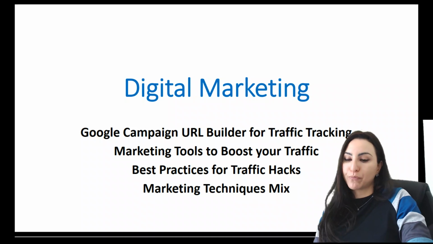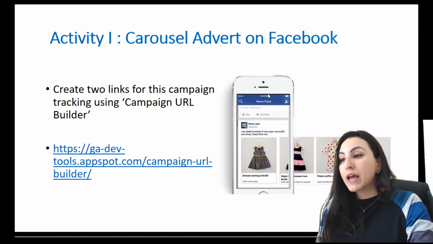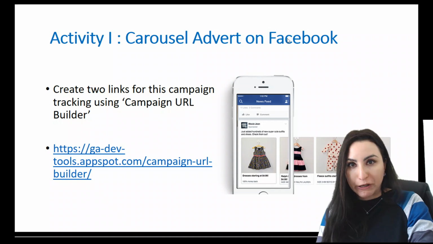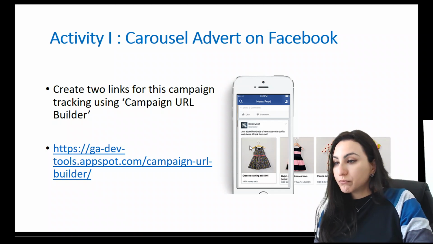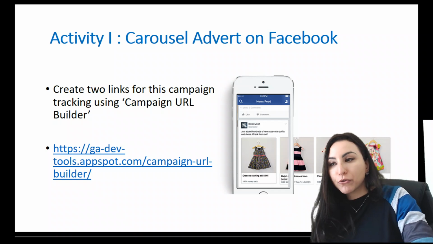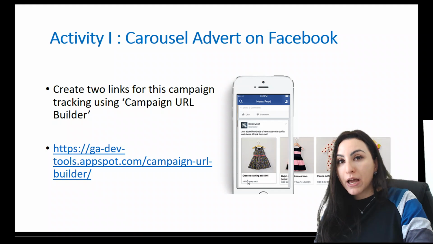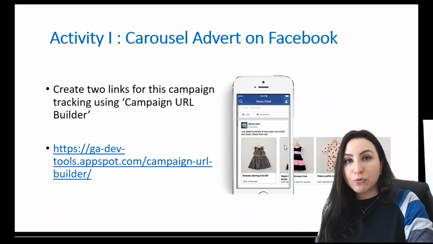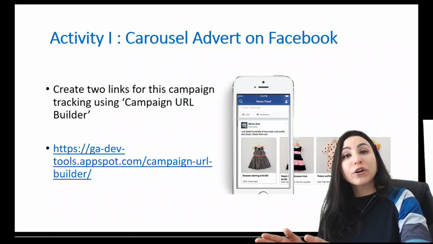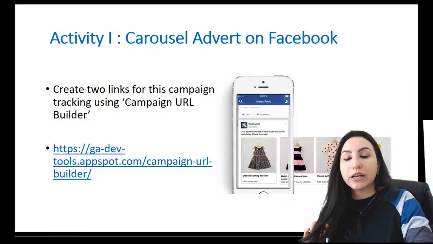Let's get started. Now, for the first activity, I would like you to think of a carousel advert on Facebook. We all probably have the experience of swiping through a carousel ad on Facebook. This is what a carousel ad looks like. It's a kind of ribbon that you can swipe through the screen. Here are 4 different products that make up the carousel advertisement on Facebook.